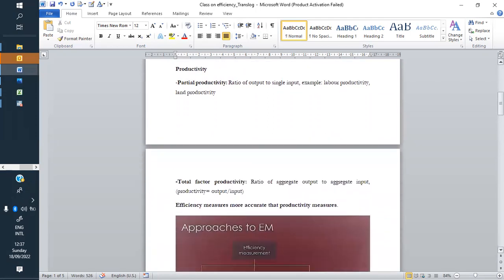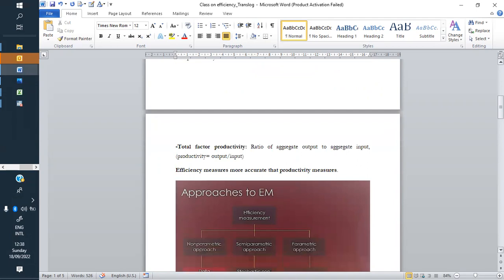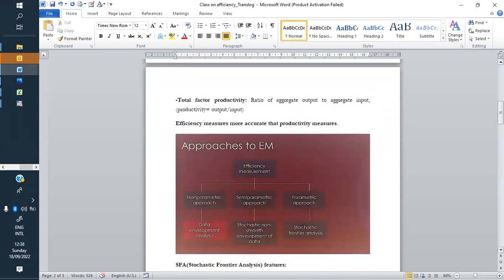We have productivity also as a measure of performance. We have partial productivity and total factor productivity. Partial productivity is when we are just taking the ratio of output to a single input. We can talk about labor productivity or land productivity. Total factor productivity is where we are using the aggregate output and aggregate input. Those are another way to measure performance.